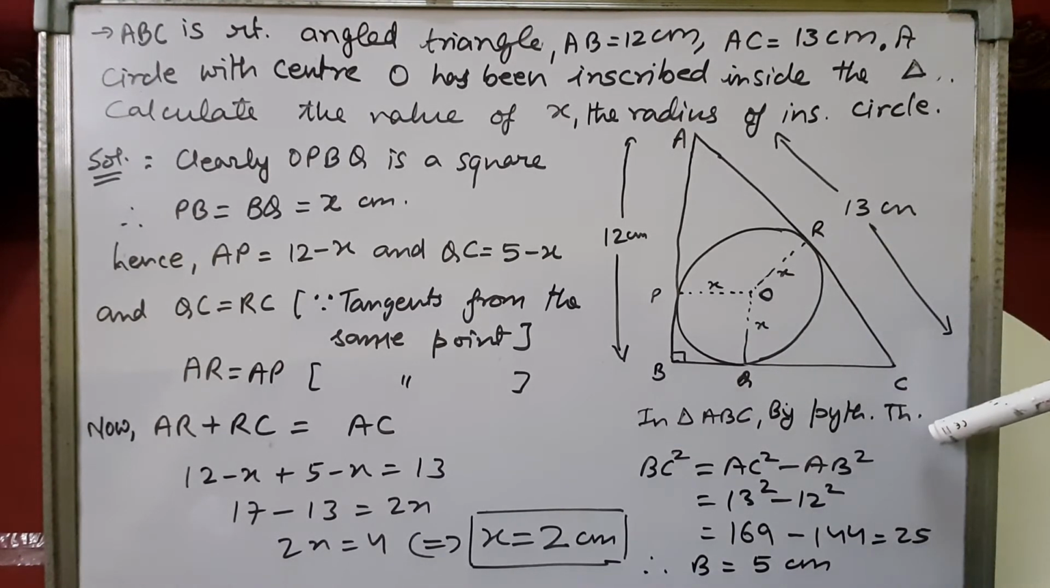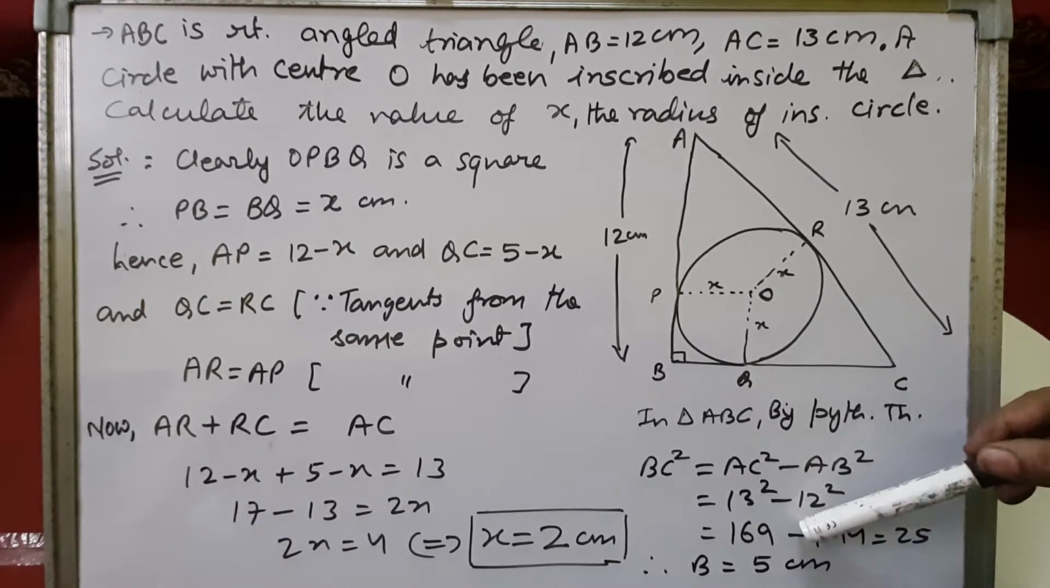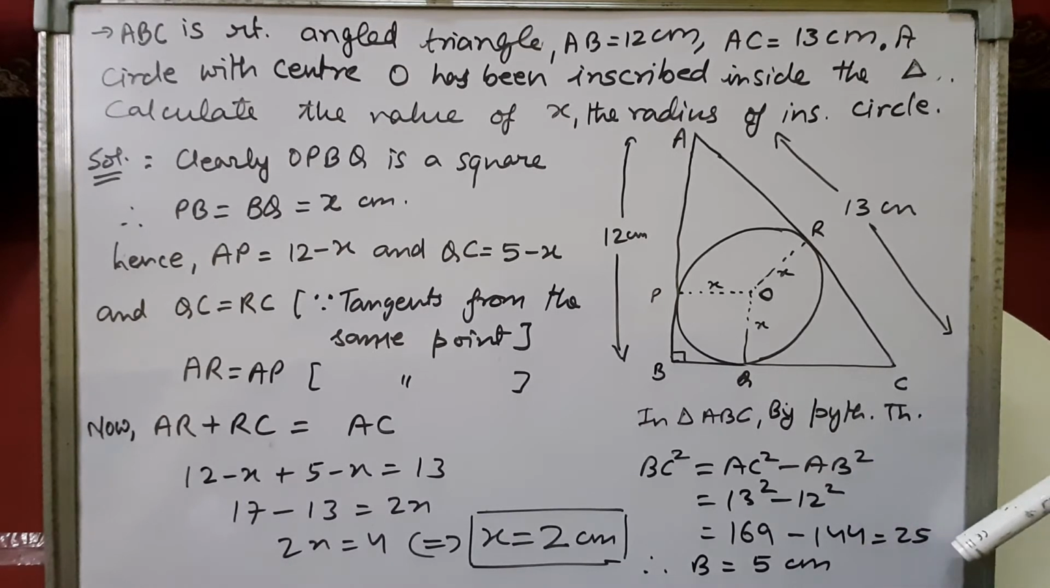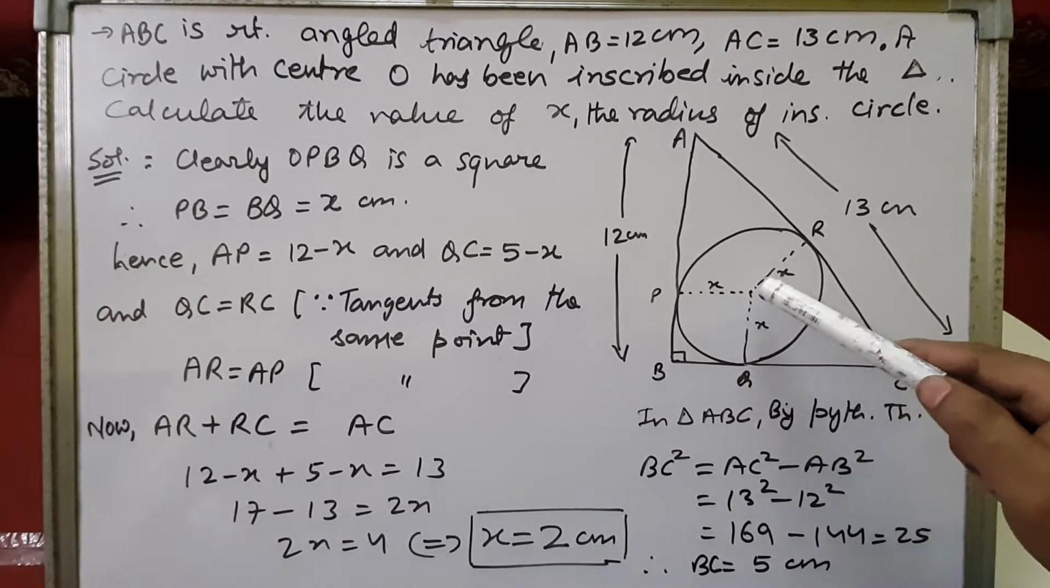Now since ABC is a right angle triangle, by Pythagoras theorem, if we have to calculate the value of BC, BC square will be AC square minus AB square. Now AC is 13, so 13 square is 169 and 12 square is 144. So BC square will be 25, so the length of BC will be 5 centimeter.